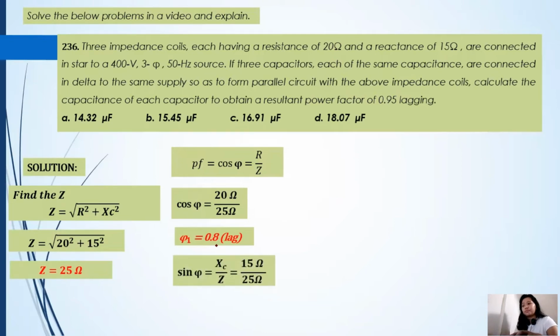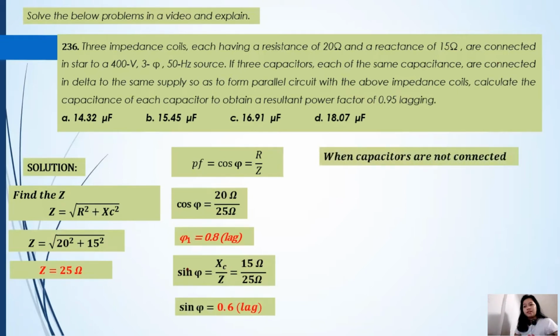Next is to identify the sine phi. In sine phi, we will be solving using our reactance. So sine phi is equal to XC over Z. Our XC is 15 ohms, and from the given, Z is 25 ohms. So the answer is 0.6 lagging. That is for the sine phi. So we will be using these values as we go on to our computation.